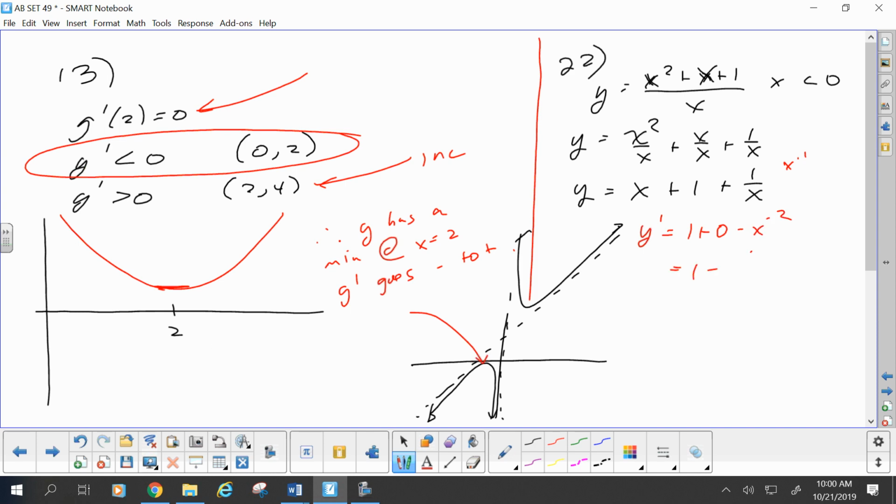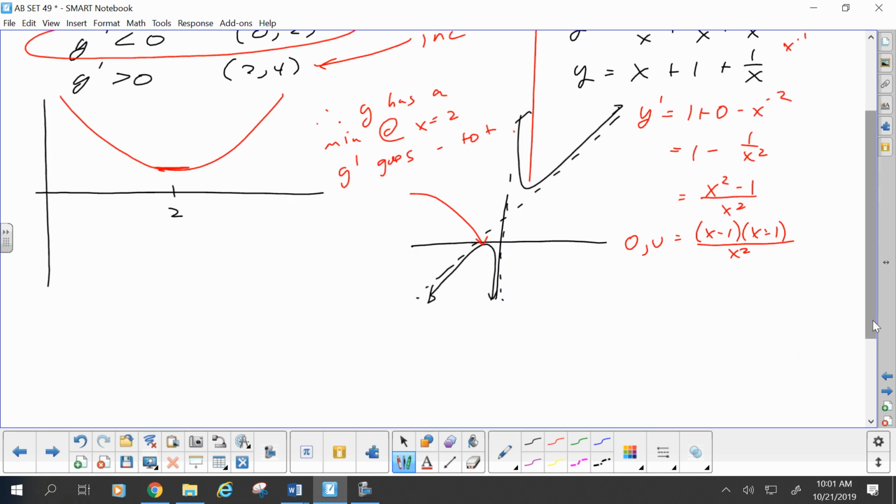Or 1 minus 1 over x squared. Still kind of ugly. Let's get a common denominator. This is x squared minus 1 over x squared, which is x minus 1, x plus 1 over x squared. Where is this 0 or undefined? x equals 0, negative 1, and 1. Are those all good critical numbers?